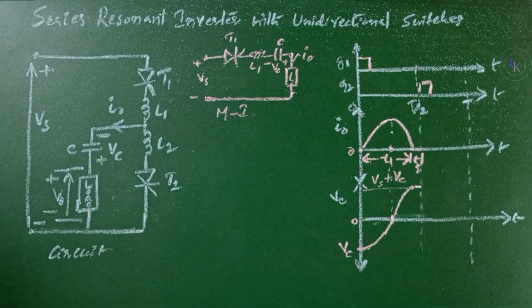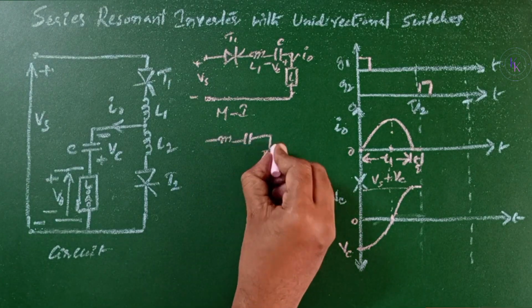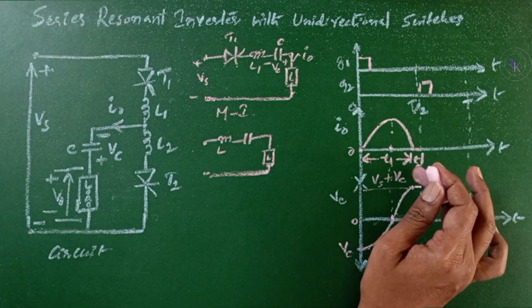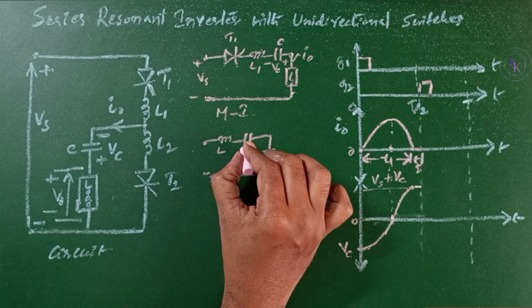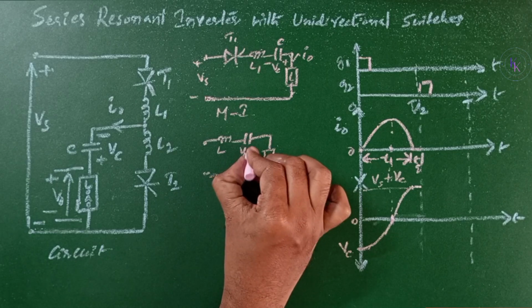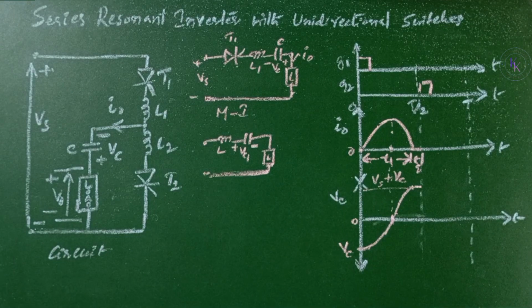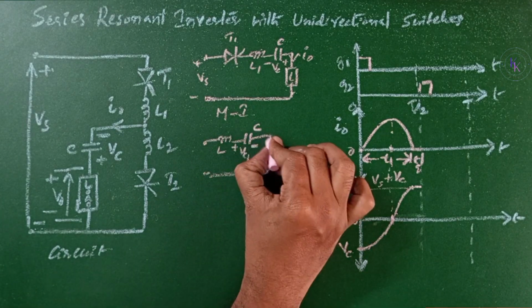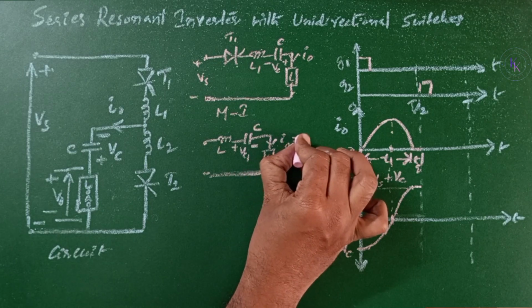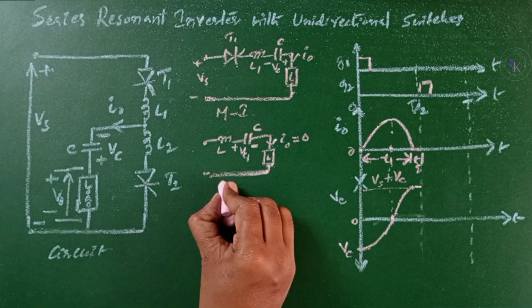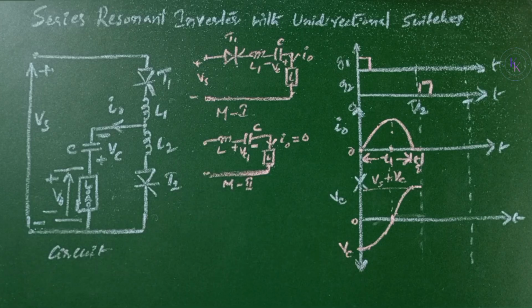When both are off, in this period TQ, the capacitor is reversed to a new value of Vc1 and the polarities also changed to positive. This is the capacitor and the load, where the flowing current I0 through the load is 0. This is mode 2 when both the thyristors are turned off.